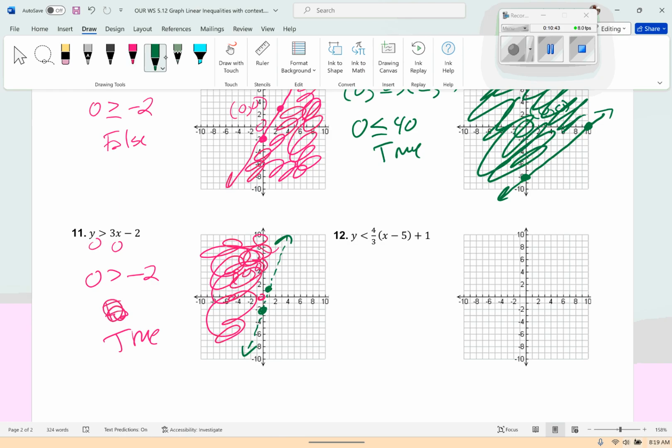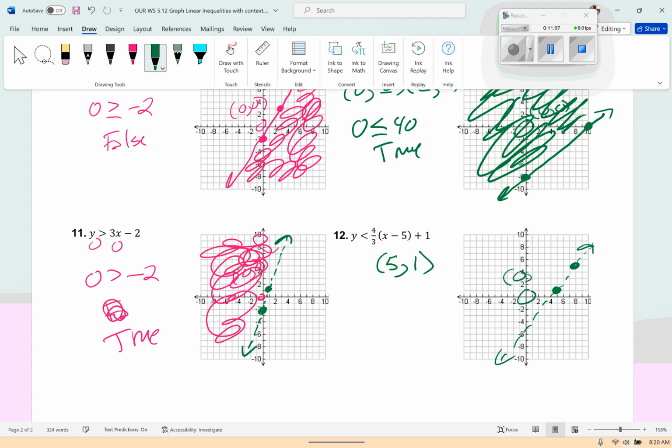And then last problem. That's going to give me 5, 1. Again, that's not your bell, friends. And I have a slope of up 4. All right, so I have a slope of up 4. 1, 2, 3, 4, right 3. This is going to be a dotted line because you don't have the equal sign.